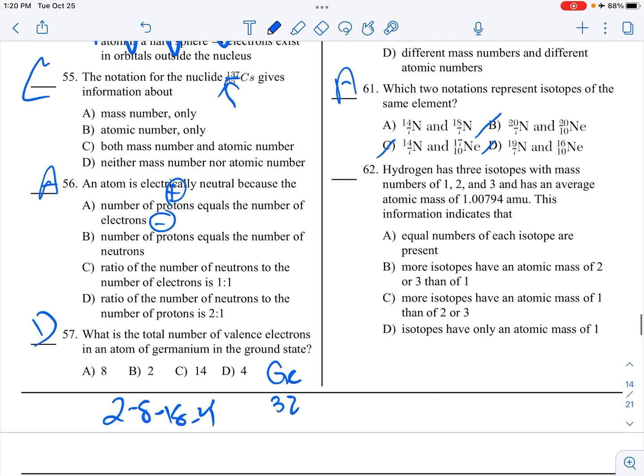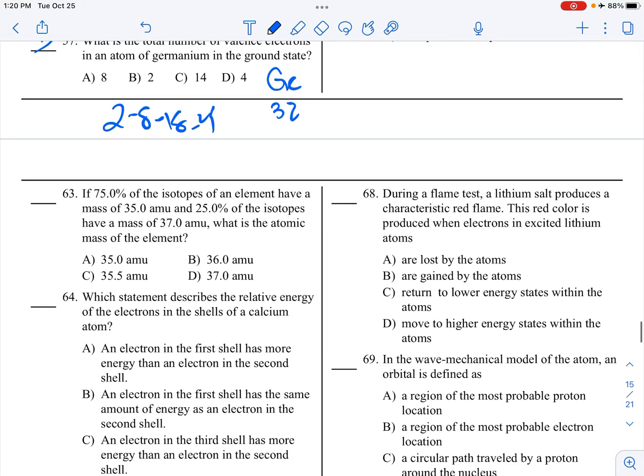Hydrogen has 3 isotopes, with mass numbers 1, 2, and 3, but the average atomic mass is 1.00. See how it's skewed way closer to 1? That means there are way more isotopes with atomic mass of 1 than the other two. So when you do an average, it's weighted that way.